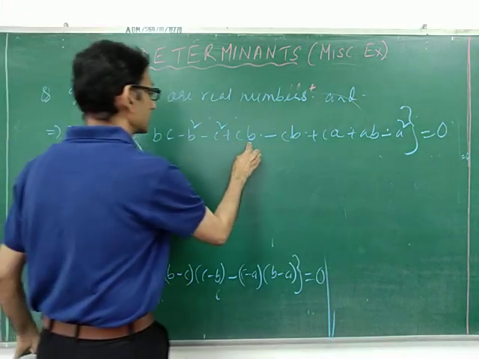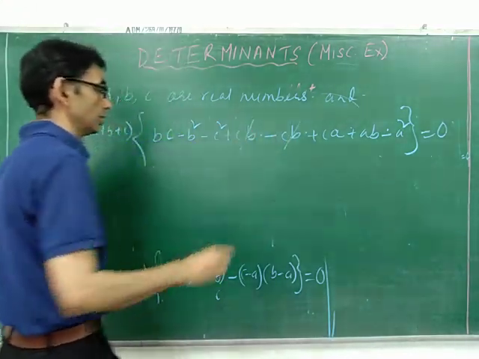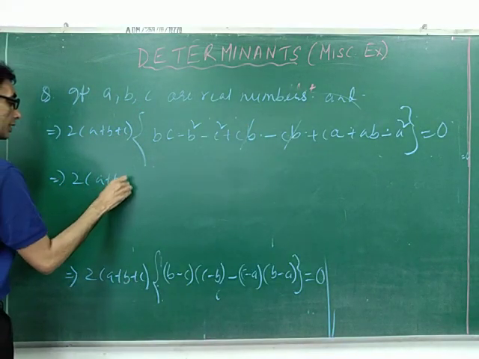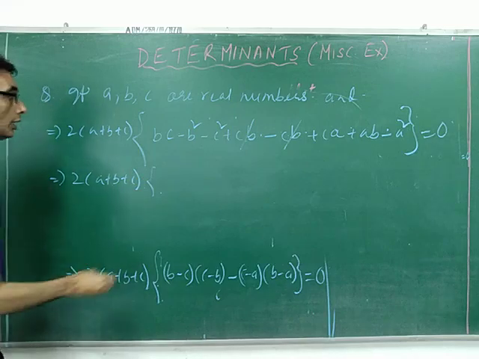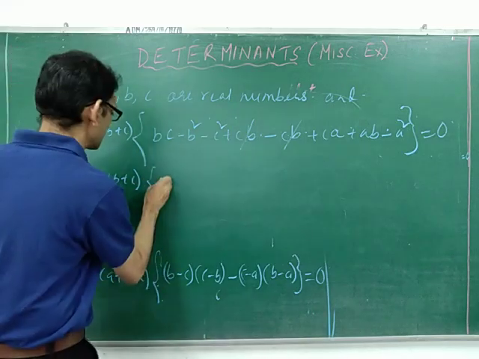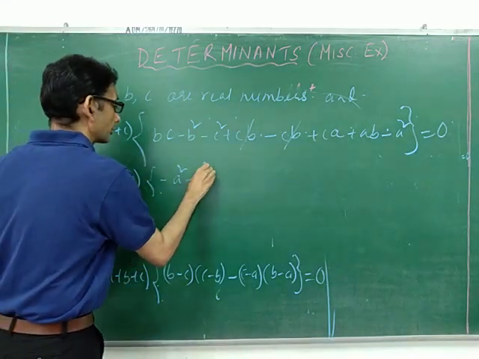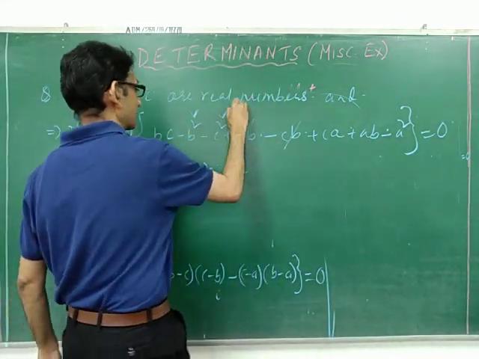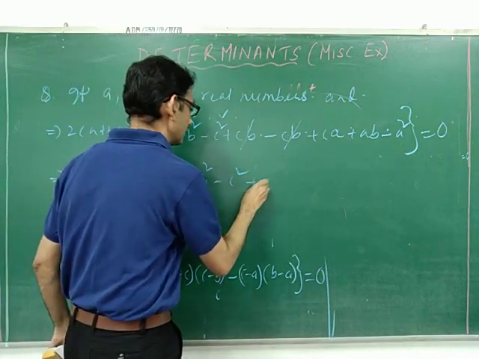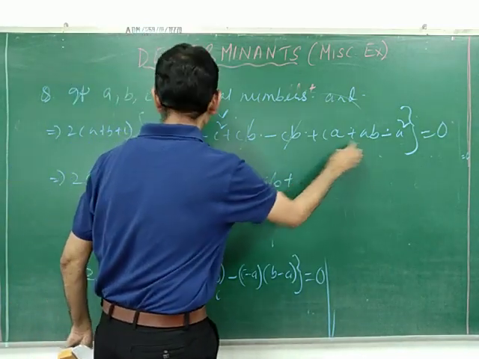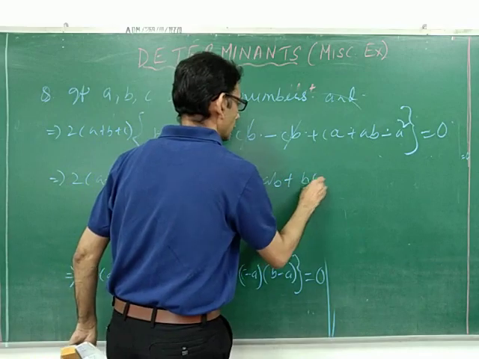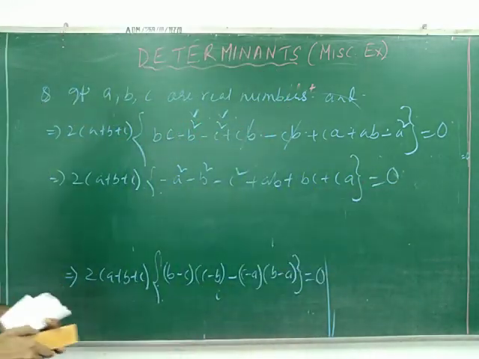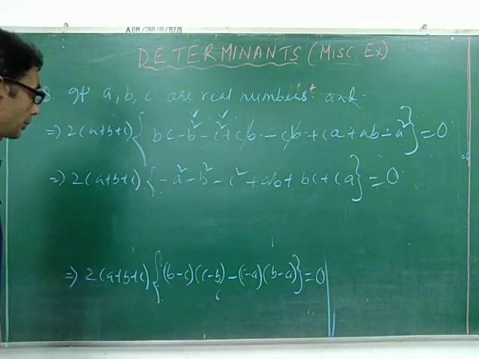So let's see, are any terms possible to cancel? Okay, so here you have seen the CB minus CB will cancel out. So what is left out? This is twice (A + B + C). Okay, then I'll just arrange the terms. This is minus A squared, minus B squared, minus C squared. Then plus AB plus BC plus CA equal to 0. So finally we got these expressions.